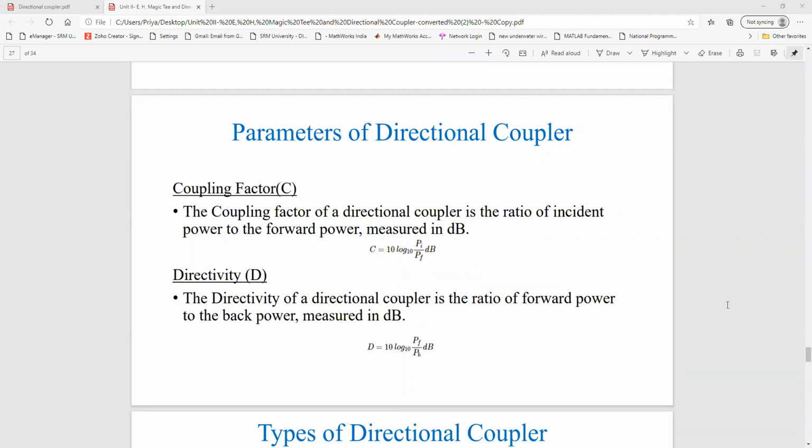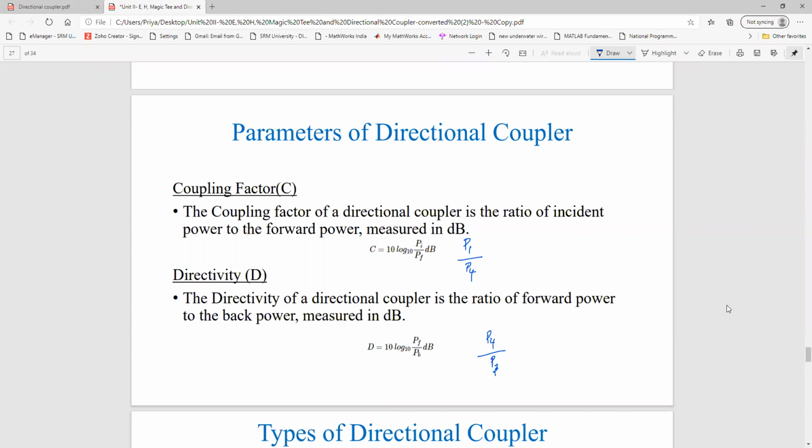So the coupling factor is the ratio of incident power to the forward power. My incident power is at port 1, and my forward power is at port 4. In the same way, directivity is the ratio of forward power to the back power. Forward power is at port 4, and your back power is at port 3.